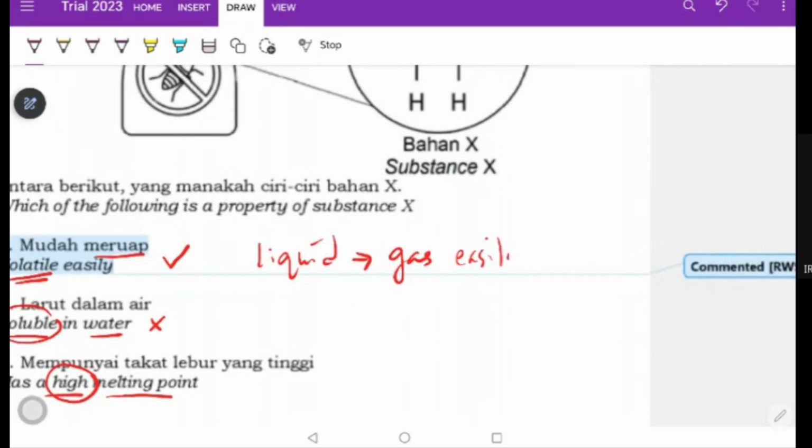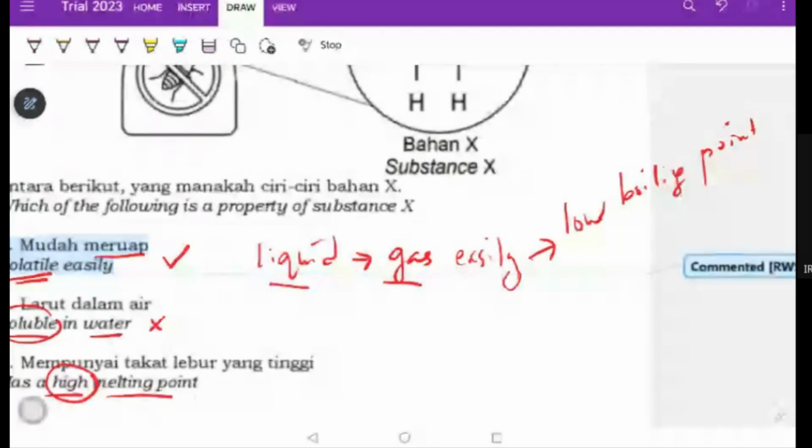Is it because of the low melting point, or boiling point? Here, if liquid to gas, it will be low boiling point, right? If solid to liquid, then it will be melting point. Yeah, correct. So it has a low boiling point, so it can change to gas easily. Okay.